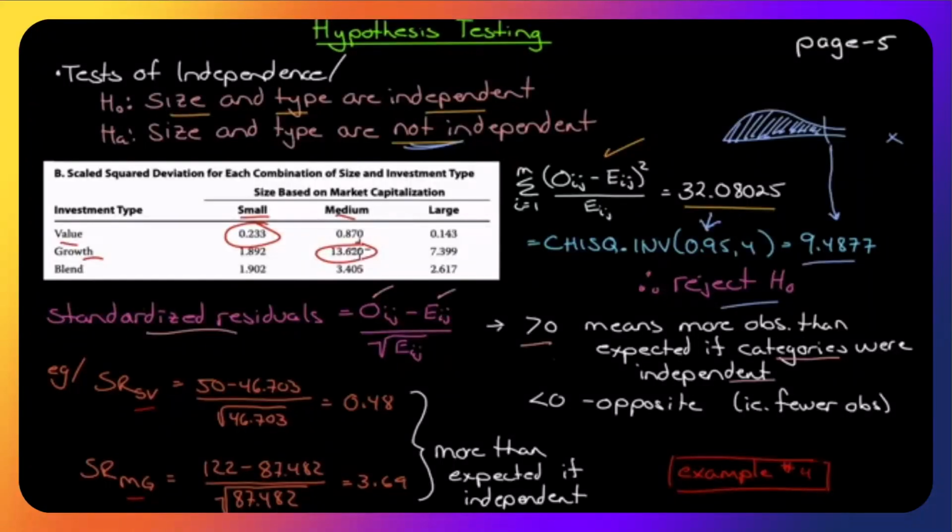They would have to be positive just by the nature of the way we calculate them, but what is that telling us about the observations? Are we seeing more than we should if they were independent or fewer? So we calculate 0.048 and 3.69, they're greater than 0. That means we are seeing in those cells more than would be expected if they were independent.